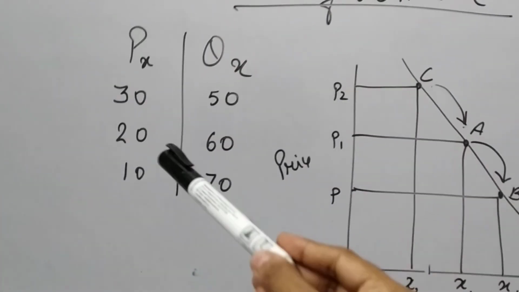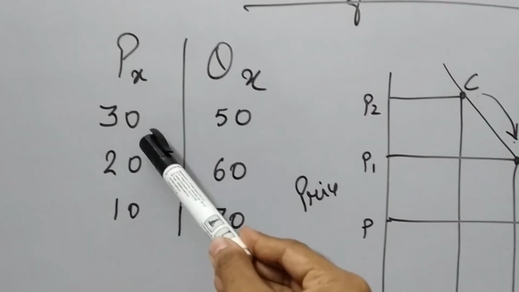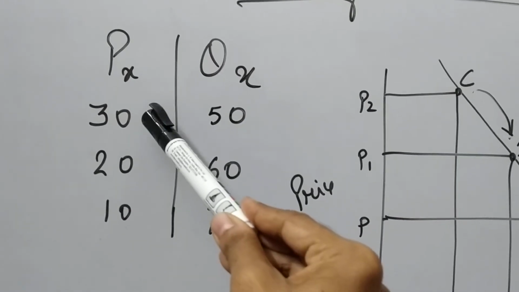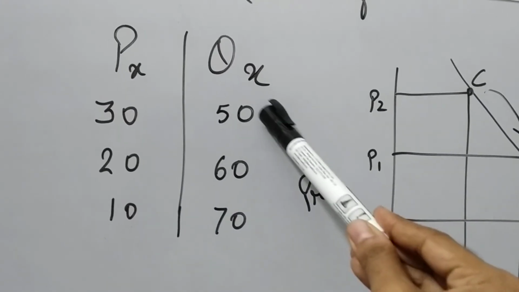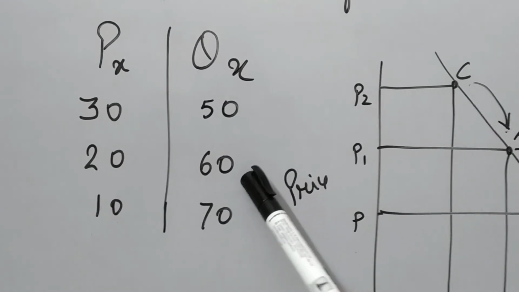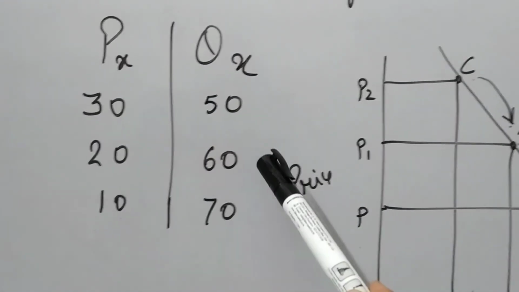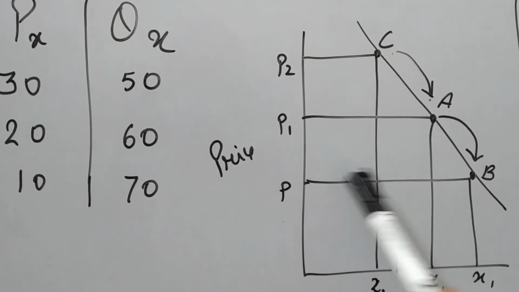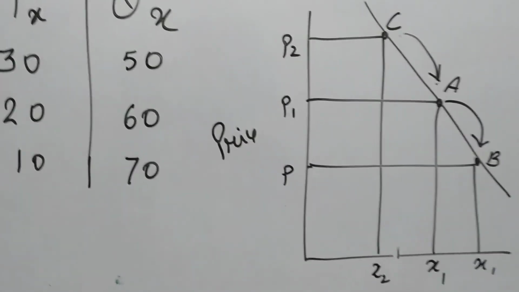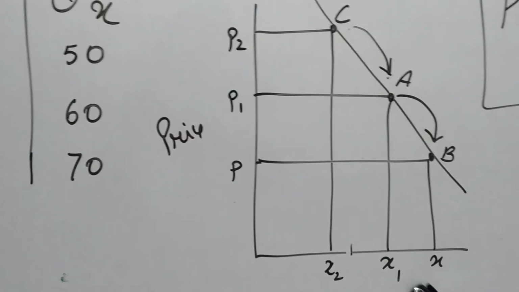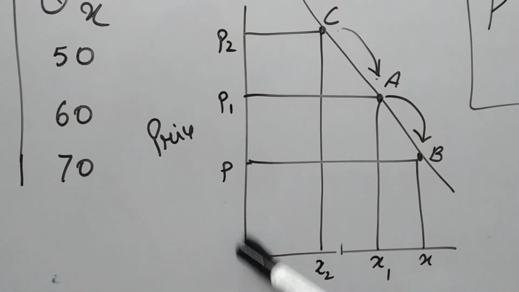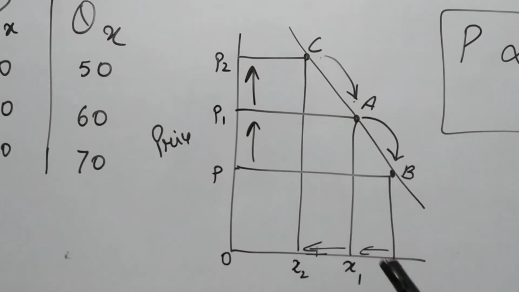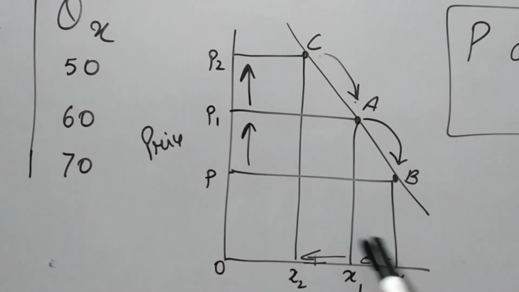Same example: if the price is 30, at that time the consumer is consuming fewer units of the X commodity. When price reduces from 30 to 20, he will increase the units of the X commodity. As price decreases more, he will increase more. Same thing: if initially the price is OP, at that time the consumer was consuming OX units of the commodity. When price increases from OP to OP1, his consumption also reduces from OX to OX1.